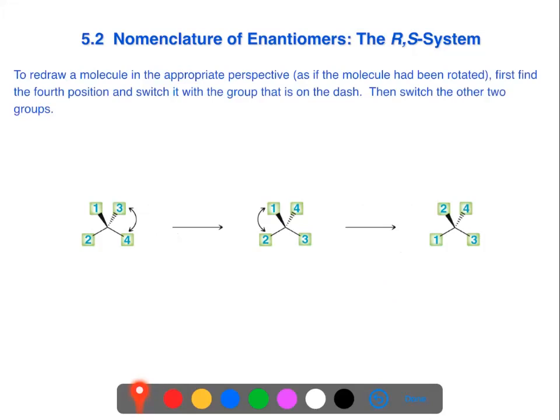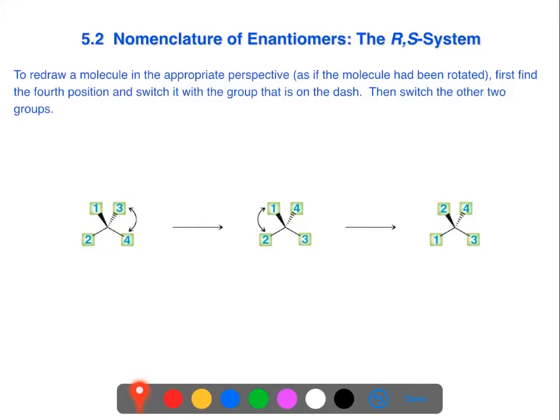So this is one strategy that's recommended in the textbook. If you want to have the structure drawn as shown with the lowest priority group in behind, what is recommended is that you take the lowest priority group and exchange it with whatever group is in behind the plane. So in this example, you take this group 4, your lowest priority group, and exchange it with the group in back. Then the second step of this process is to exchange the placement of group 1 and group 2.